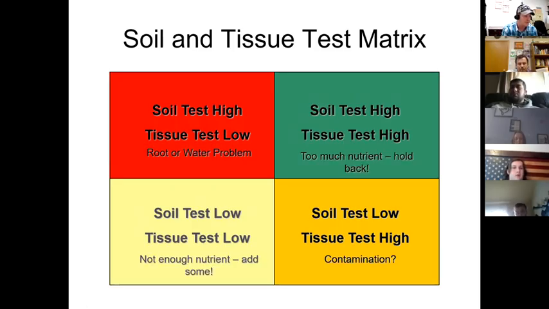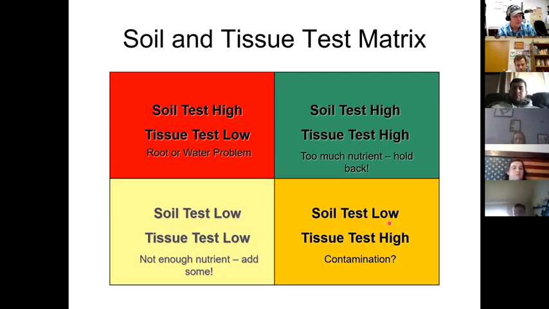Now, these tell us a few things, right? Let's say that we've got a lot of stuff in the soil and very little in the tissue. Well, we've probably got a root or water problem going on. Usually if we've got a lot in the soil, we tend to have a lot in the tissue, unless the plant can't take it up. And that could be because of a root or water problem. In this case, we've got a high soil test and a high tissue test. Well, we're probably where we want to be, and so we probably need to hold back on adding any nutrient. In this case, where both are low, we don't have enough nutrient and we need to add some more.